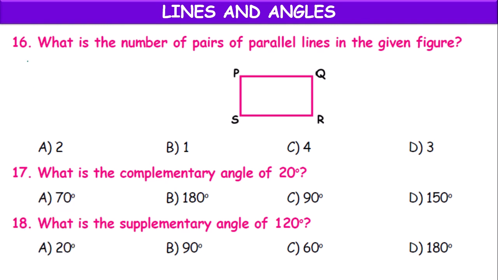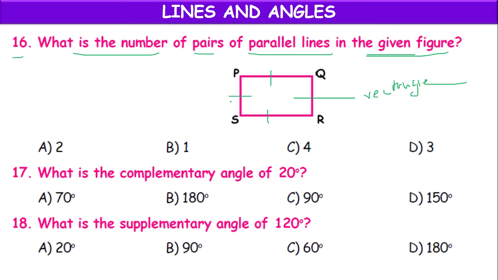The question is, what is the number of pairs of parallel lines in the given figure? The given figure is looking like a rectangle. In a rectangle, opposite sides will be parallel. This SR will be parallel to PQ. This is one pair, and PS will be parallel to QR. This is the second pair.